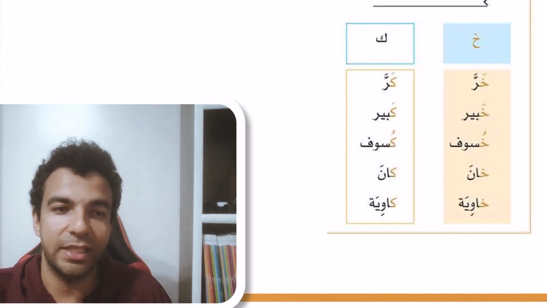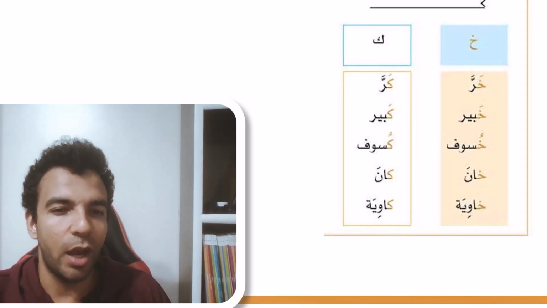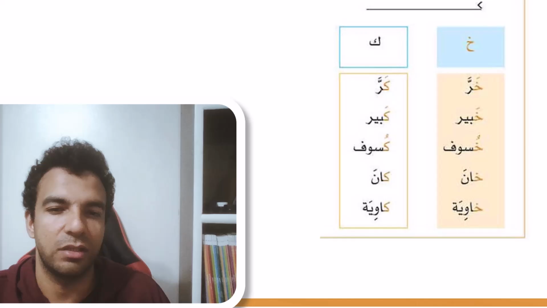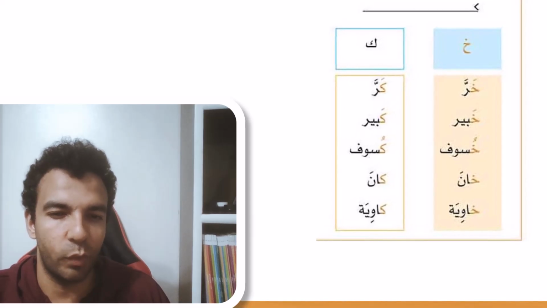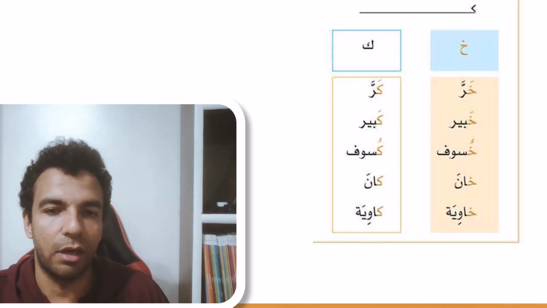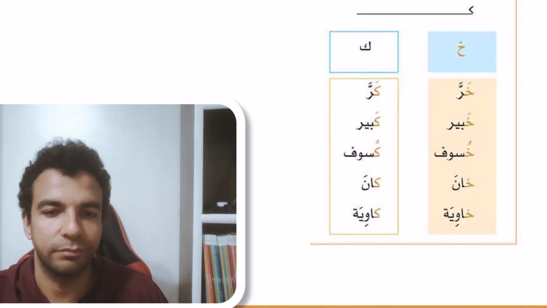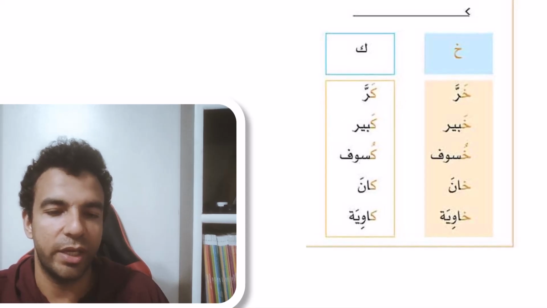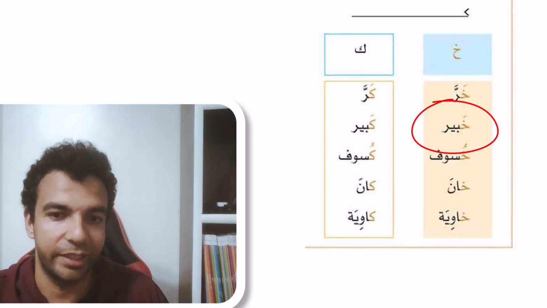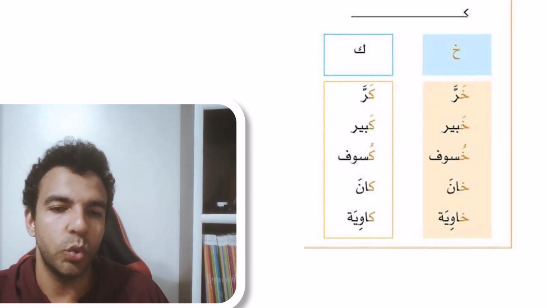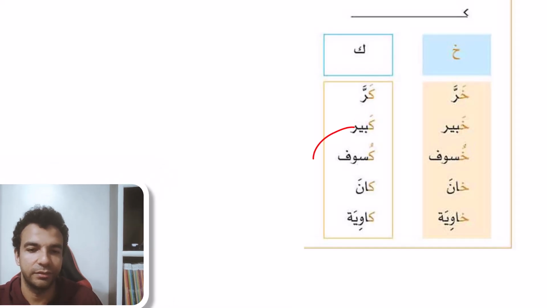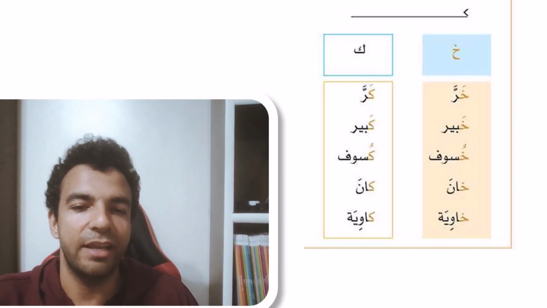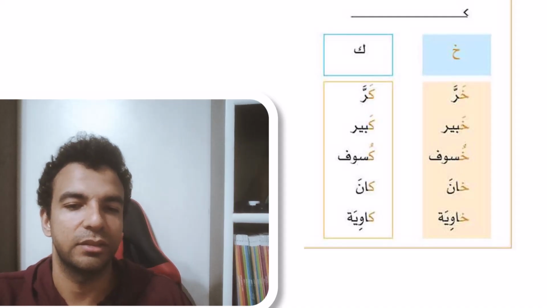Now, what I will do is that I will try to pronounce one of the 2 words of each row. Listen carefully and tell me which one I said. If I said kurra, which one is it? Yes, that one. If I said kabir, which one is it? Exactly. If I said kusuf, which one is this? And if I said kana, which one is that? Yes. And if I said khawiya, which one is this?